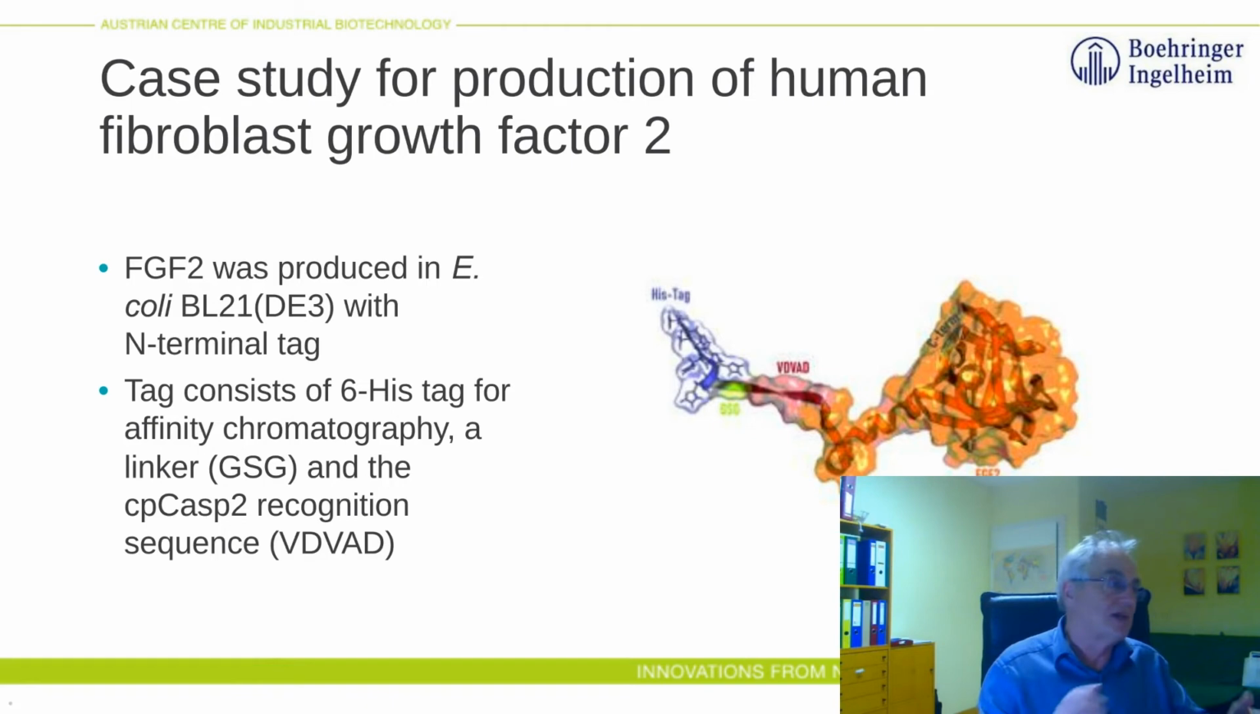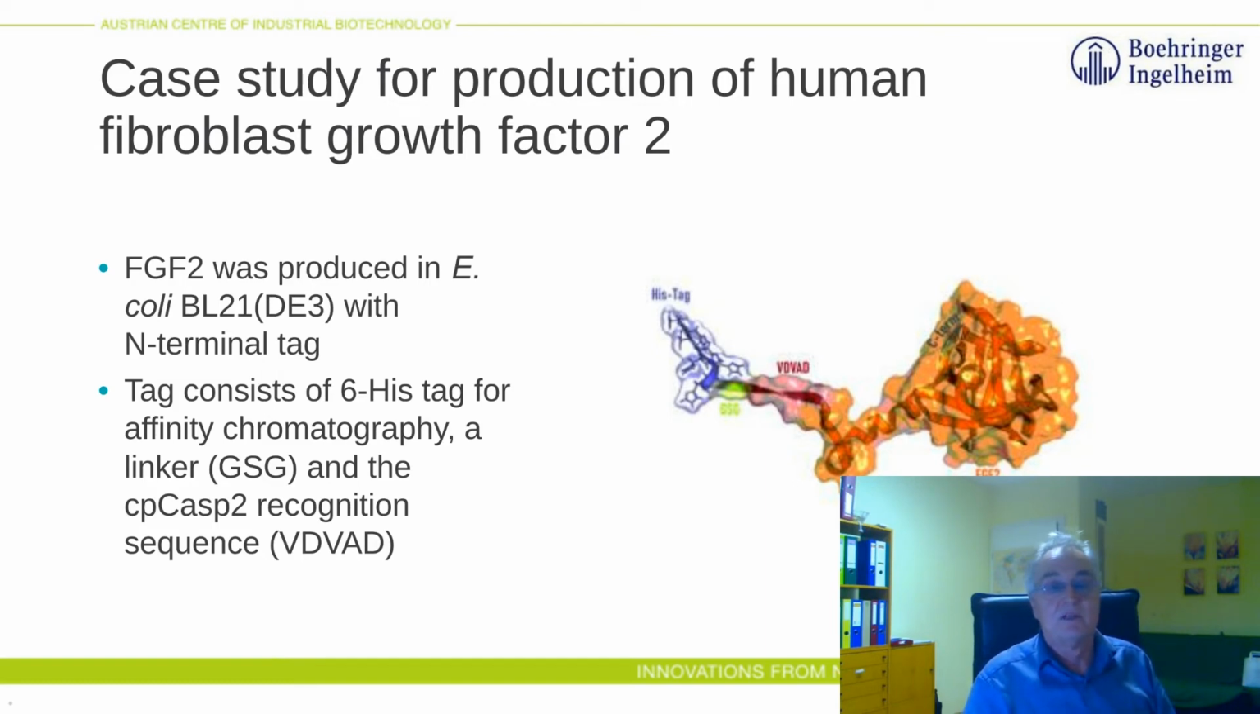You can produce FGF by other means, because it's a pretty alkaline protein, but just as a model. FGF2 was produced in E. coli with this N-terminal tag, and this consisted of these His tags for the affinity, a linker, and then this caspase 2 recognition site. So you see on the right-hand side the His tag, the linker, and then the recognition site for the enzyme to make it more specific.